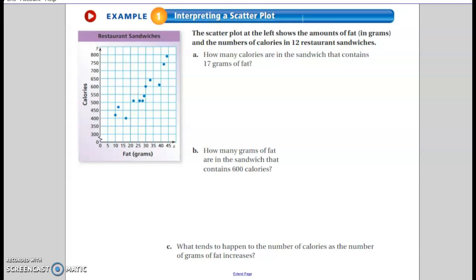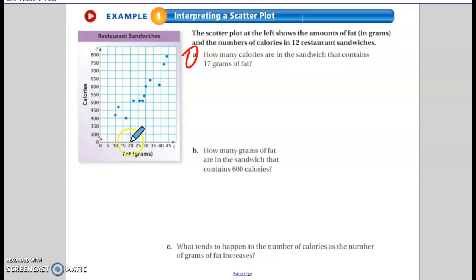So in this first example, we're going to just interpret these points on this scatter plot. It says the scatter plot on the left shows the amounts of fat in grams and the number of calories in 12 restaurant sandwiches. So these dots that you see on the graph represent different sandwiches. It compares their fat content with their corresponding calorie content. So looking at part A, how many calories are in the sandwich that contains 17 grams of fat?